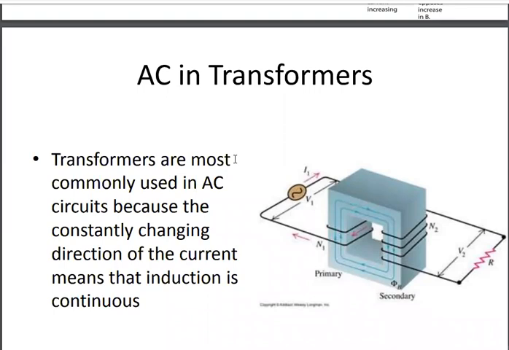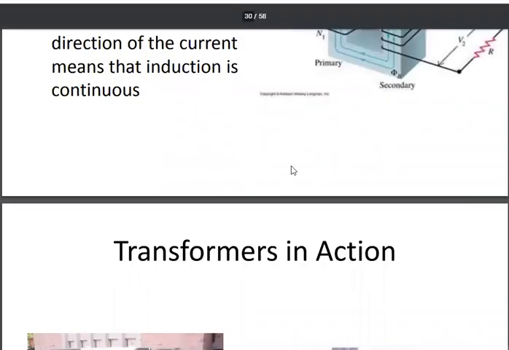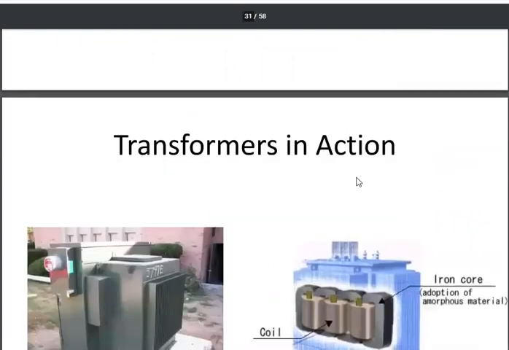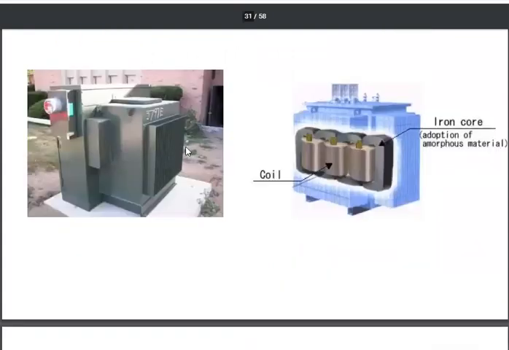Transformers are most commonly used in AC circuits because the constantly changing direction of the current means the induction is continuous. Now let us check out the transformer in action. This is the physical shape of the transformer. A primary and secondary coil with the help of an iron core are inside the transformer.